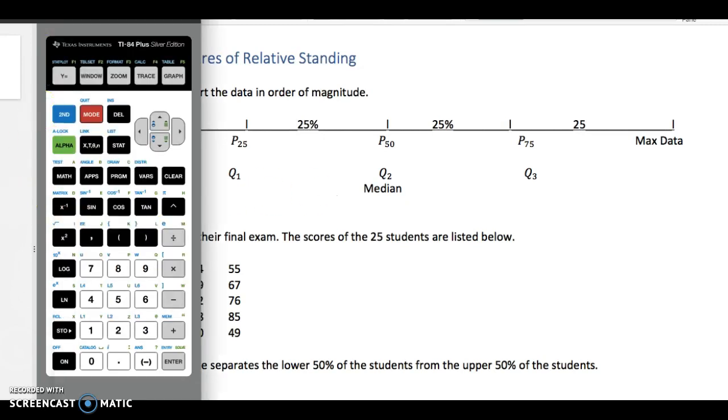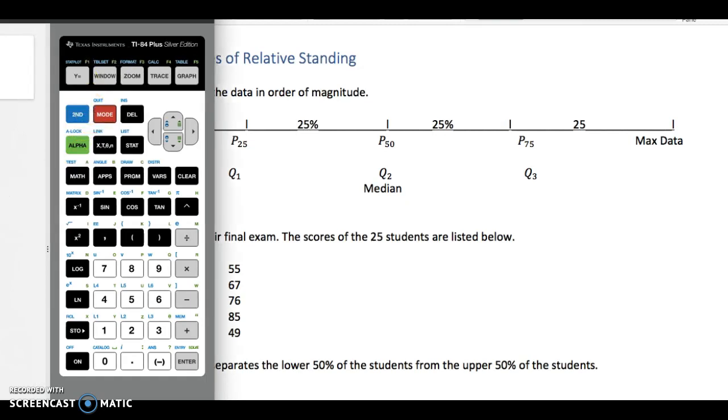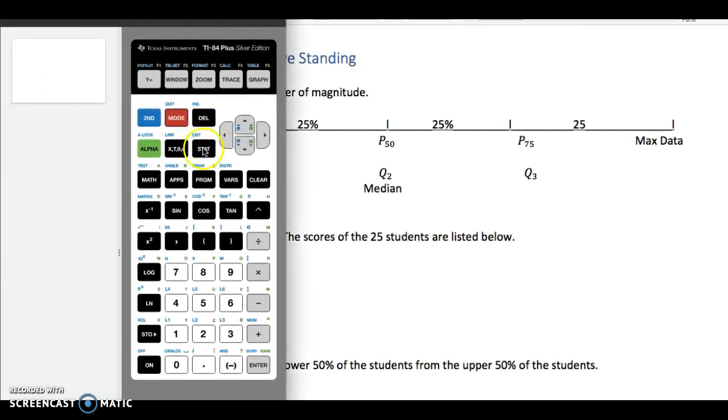And for time's sake, I already put the data values into the calculator under list 1. And so to find the median and the first quartile and third quartile, you go over to the stat button, select the right arrow to highlight the word calculate at the top of the calculator. The very first thing you see is one variable statistics. Press enter to open that menu. And then you input the list that you typed your data in. I use list 1, so I'm just going to leave it there. And you scroll down to calculate.